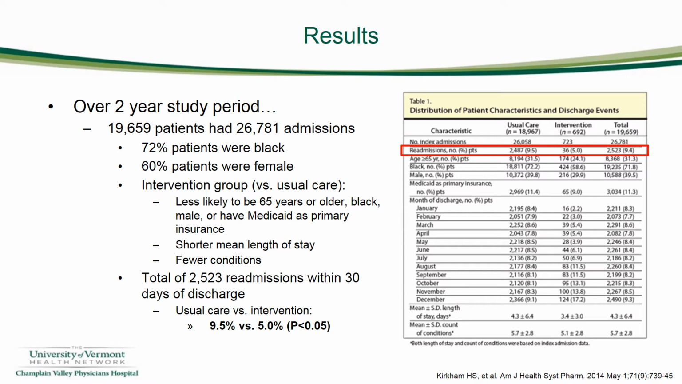There was a total of 2,500 readmissions within 30 days of discharge, and when you looked at usual care versus intervention, the intervention group had significantly fewer readmissions within 30 days of discharge. As you can see, a rate of 9.5% in the usual care group versus 5.0% in the intervention group. You can see the p-value less than 0.05 there.